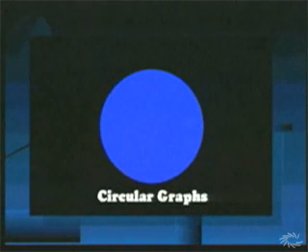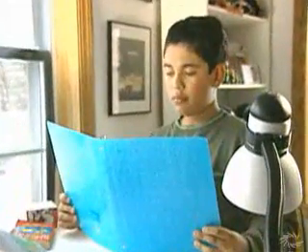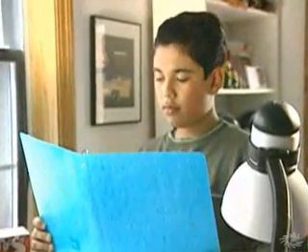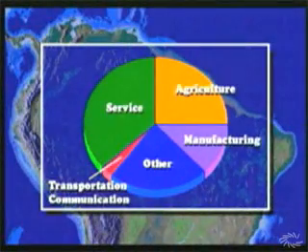Now we're going to turn our attention to circular graphs, sometimes called pie charts, because they're divided into wedges, much like a pie. The wedges show how the total amount is divided up. Let's say that you're studying Brazil, and you need to find out how most of the people in that South American country earn their living. A circular chart can quickly tell you.